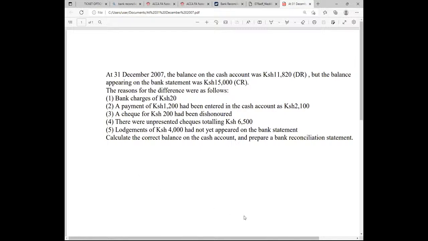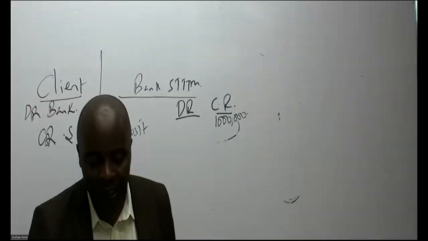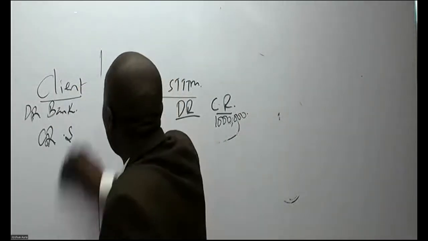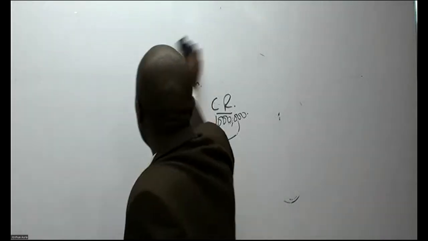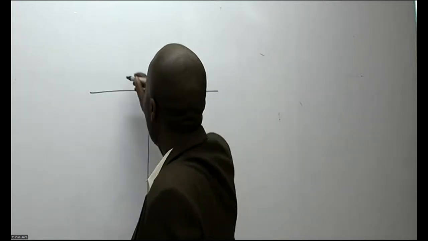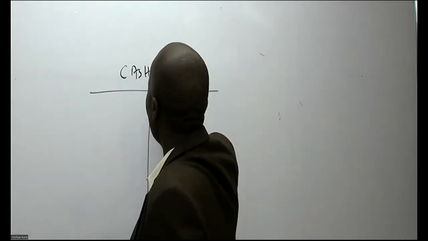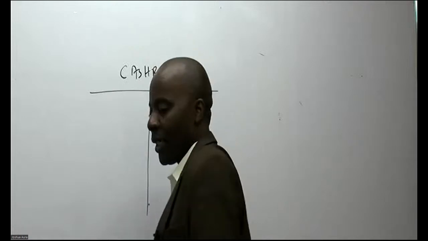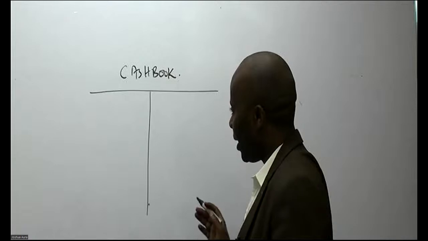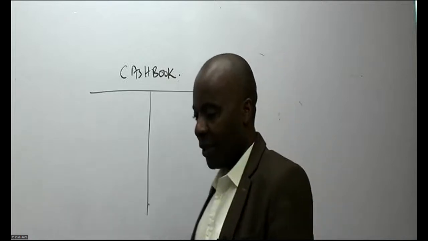Remember how we do it in practice. First of all, you start with your cash book. In this case you could decide to pass journals, or if you're doing it manually, always use a T account. So this is the cash book, like that, with debit and credit.